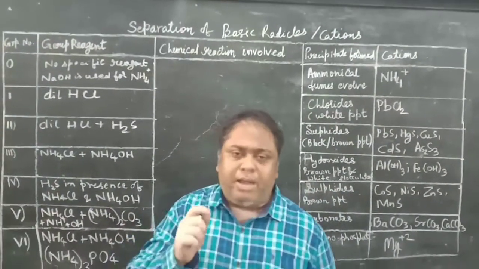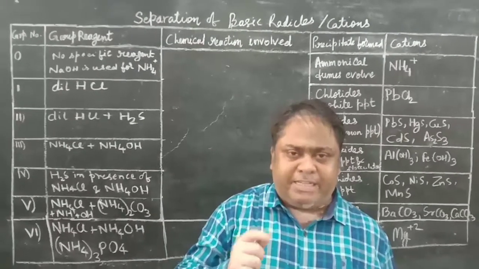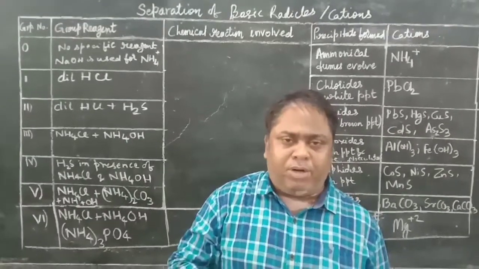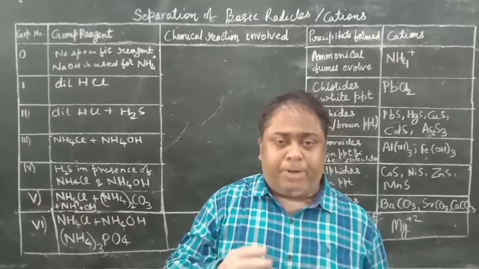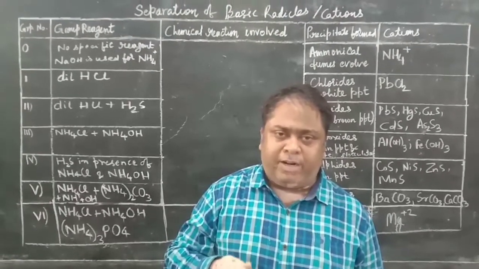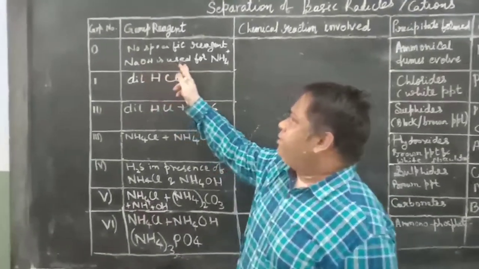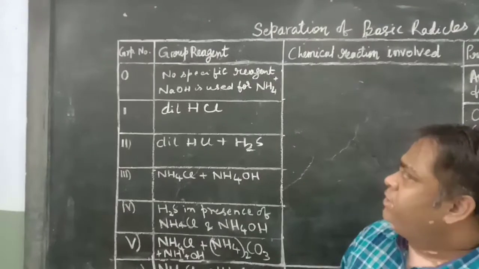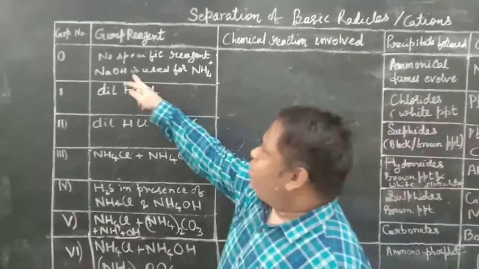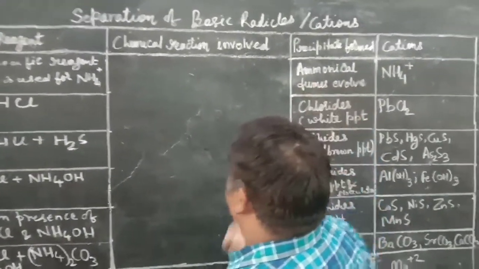Since only ammonium ion is present, just by testing it with sodium hydroxide, which will give the ammonical fume, it can be found out that ammonium salt is there. So separation of ammonium from any other cation in the same group is not required, and hence there is no specific group reagent, but we use NaOH to check for ammonium ion, and when NaOH is put into ammonium salt, then ammonium hydroxide comes out, and that ammonium hydroxide gives ammonical fume.